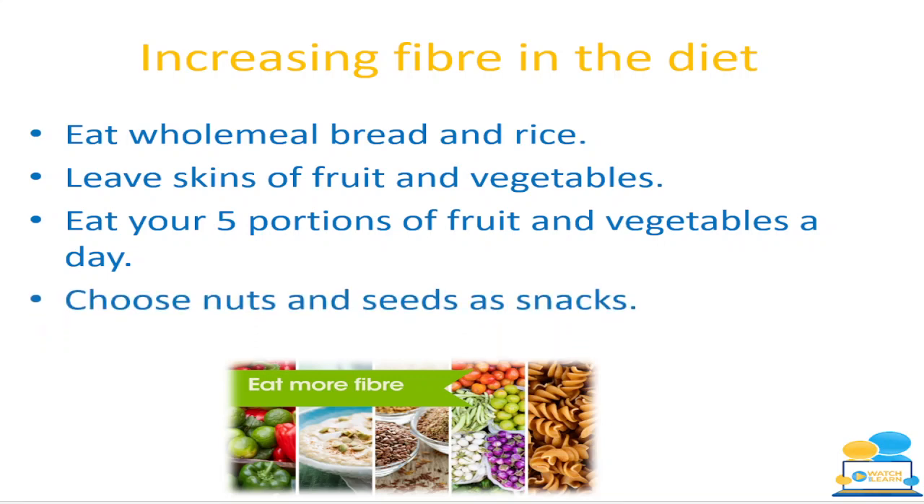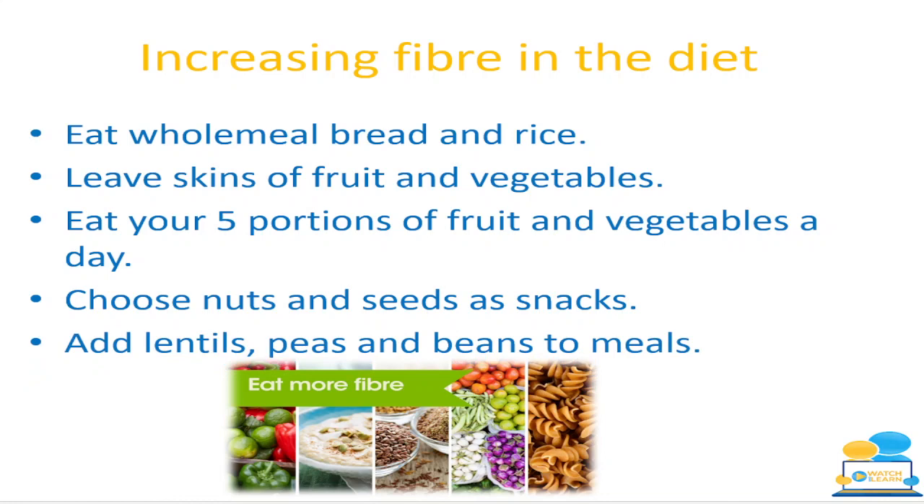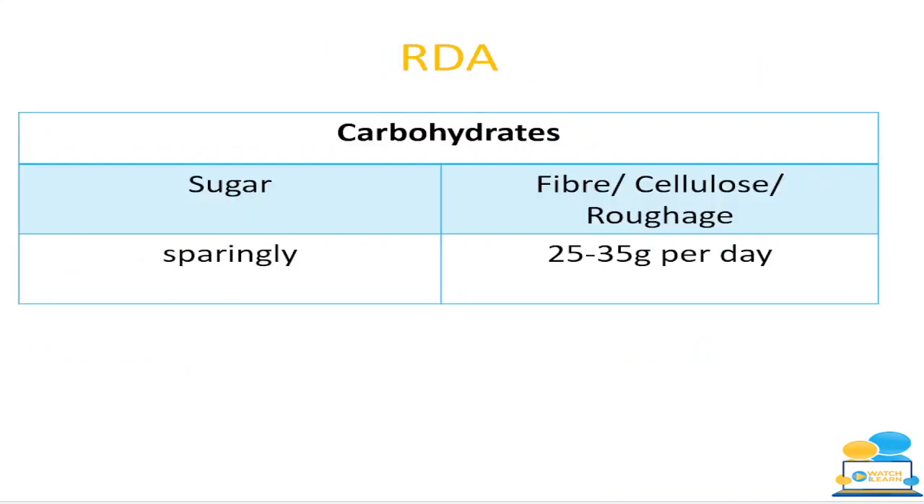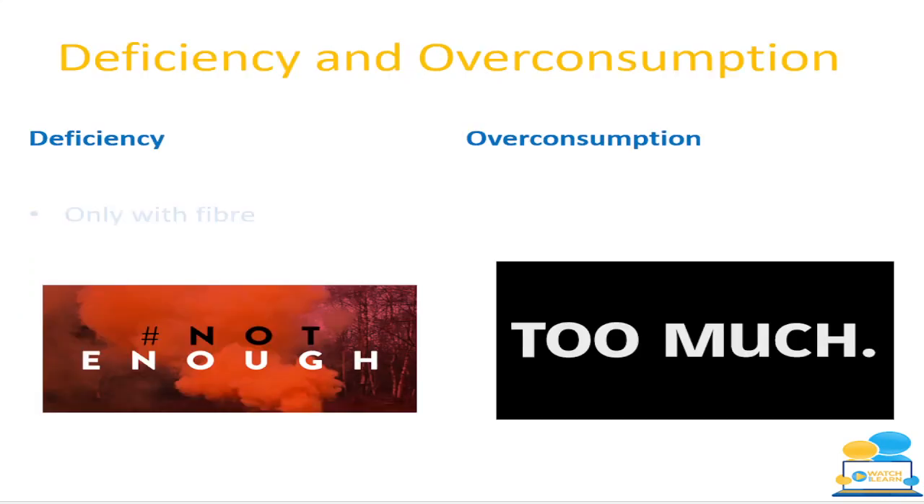Choose nuts and seeds as snacks instead of reaching out for the chocolate. Add lentils, peas and beans to meals. They really do bulk out the meal, and they contain low biological value protein as well. So your RDA, this is what you need to know over here, for fibre is 25 to 35 grams per day. So that'd be an important number to take note of.